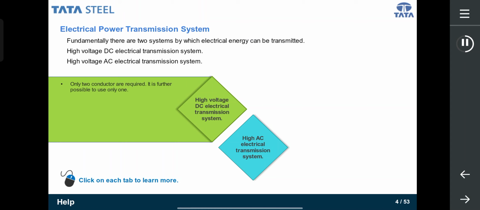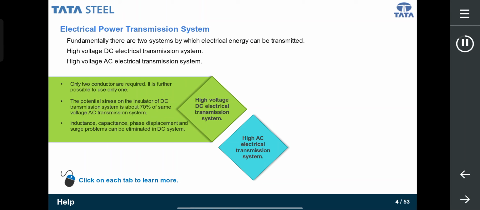The potential stress on the insulator of DC transmission system is about 70% of same voltage AC transmission system. Hence, less insulation cost is involved in DC transmission system. Inductance, capacitance, phase displacement and surge problems can be eliminated in DC system.